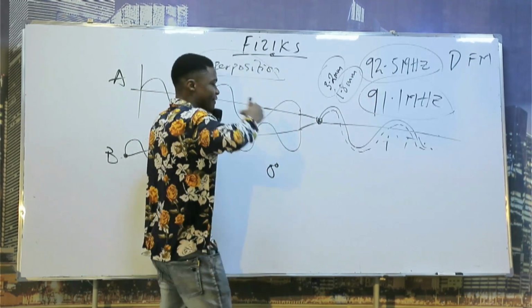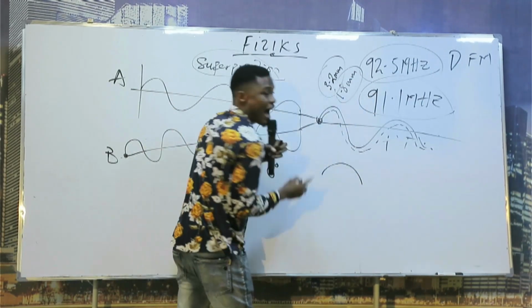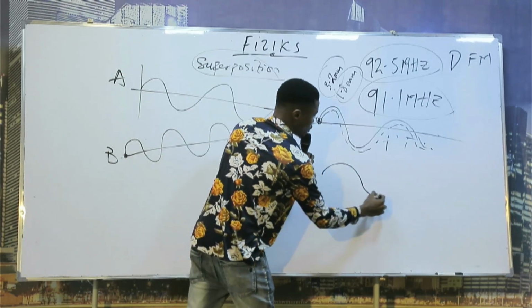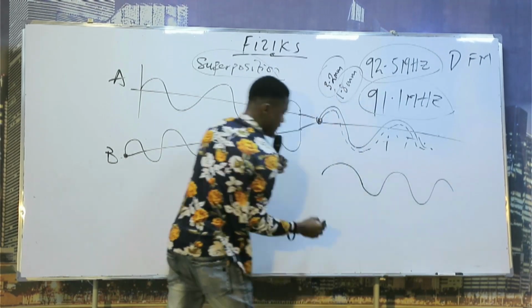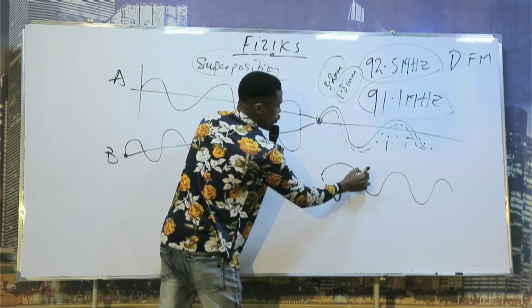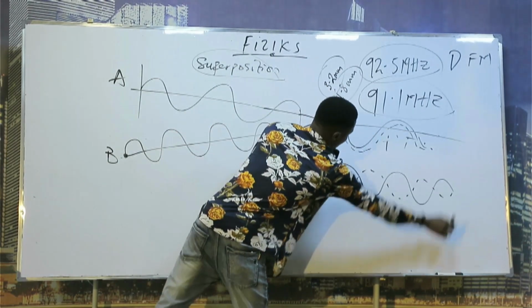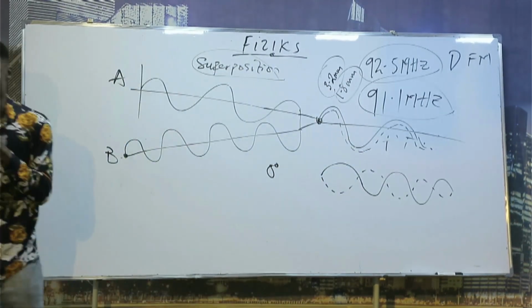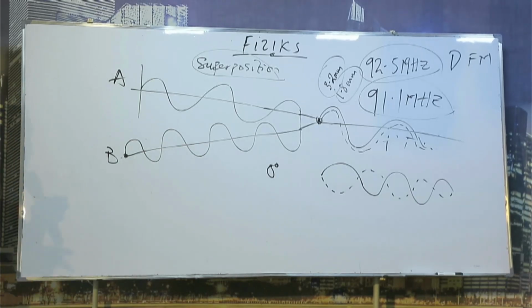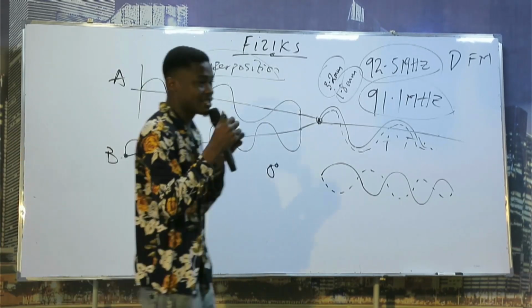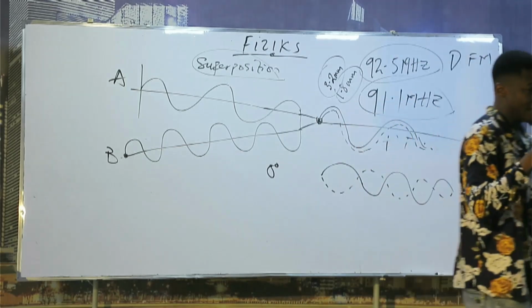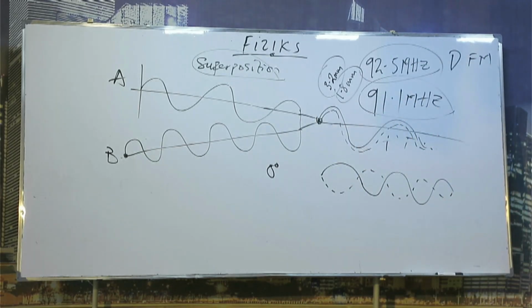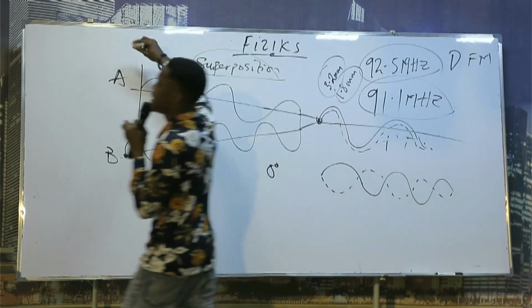Because in destructive interference, they come out of phase. So if this is the first wave, the second wave will go 180 degrees out of phase. Class, what is the phase angle in destructive interference? 180. Destructive interference, 180. Constructive, 0. Is that okay? Good. So that is that. Now, let us move on to the next section.